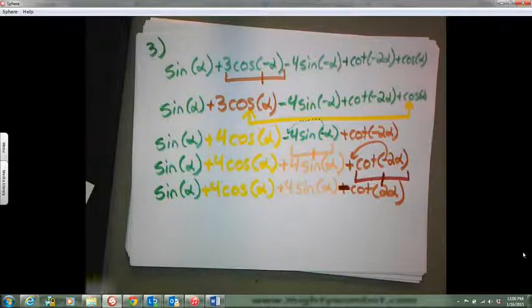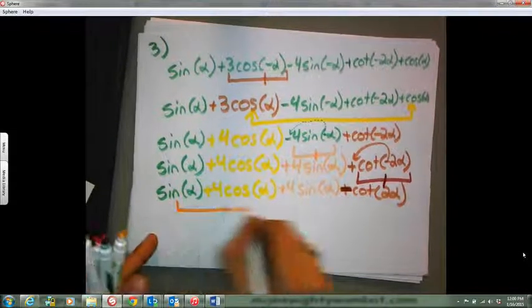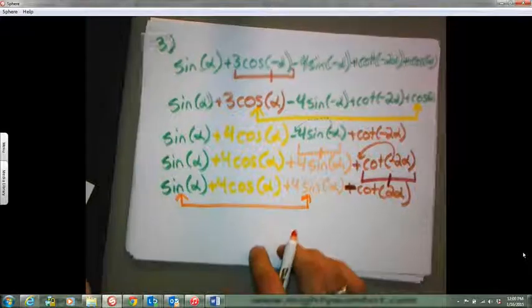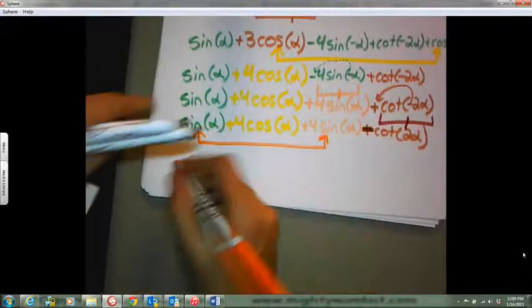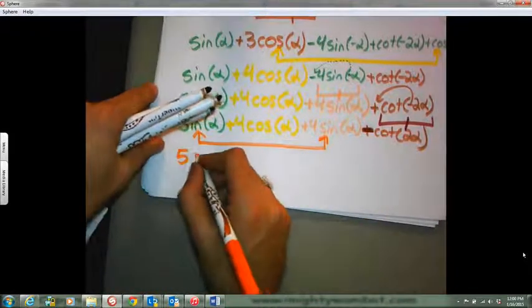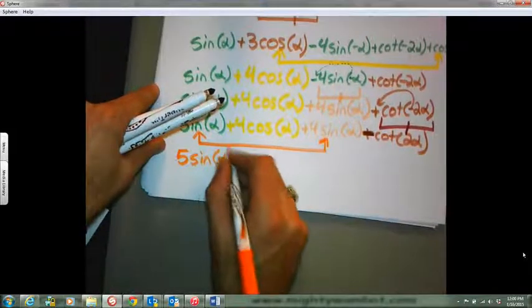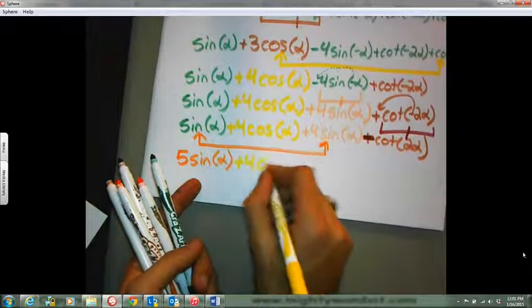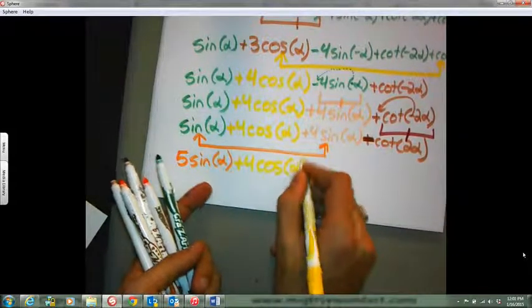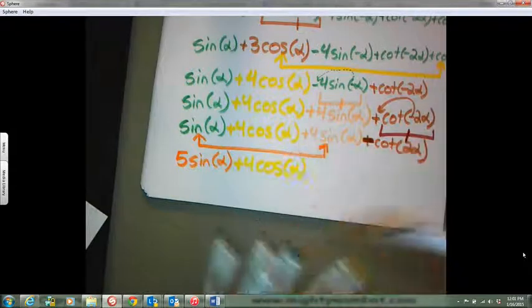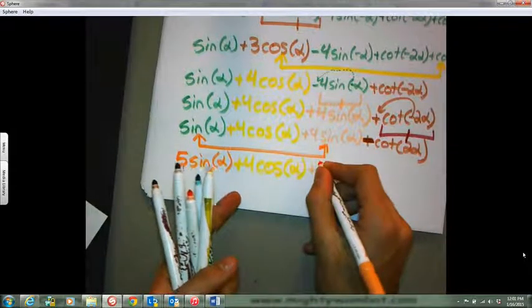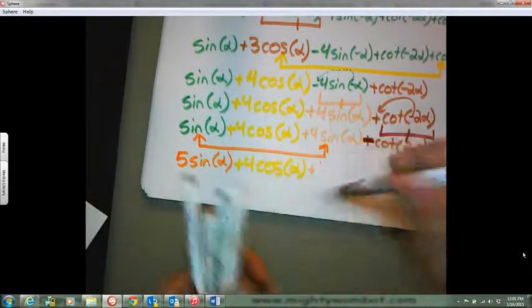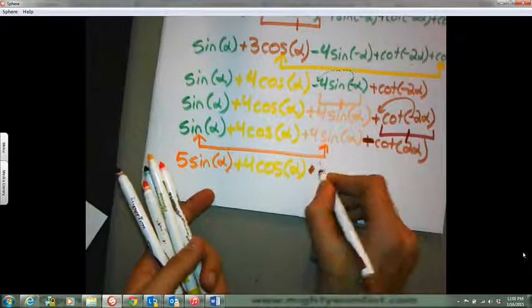And the final step is these can be combined. So what is my final answer? 5 sine of alpha plus 4 minus cotangent 2 alpha. And there is your final answer.